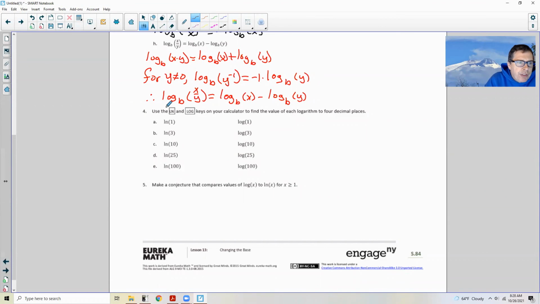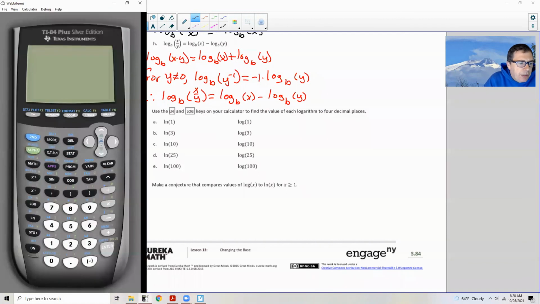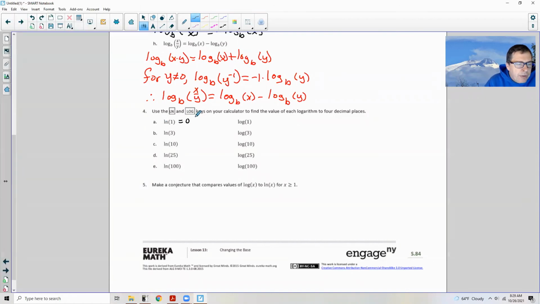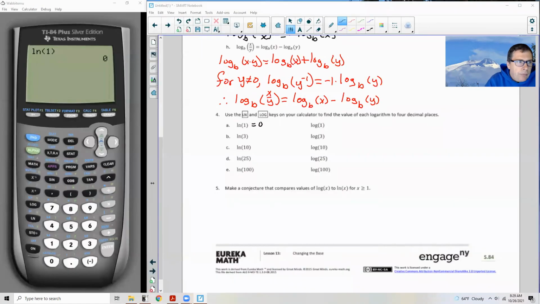Okay, so now number 4 just says to use the ln, natural log, and the log key on your calculator to find the value of each logarithm to 4 decimal places. So this is just simply getting familiar with your calculator. You turn it on, clear it, and I want the natural log of 1, that's ln 1. When you're just doing a calculation, you can close that parentheses, but if you don't, it doesn't affect anything. Either way, you're going to get the same answer. So that's 0. Now I'm going to do the natural log of 3 and hit enter.